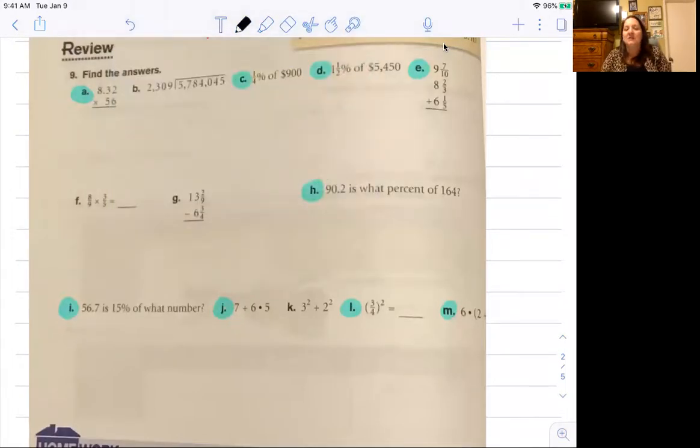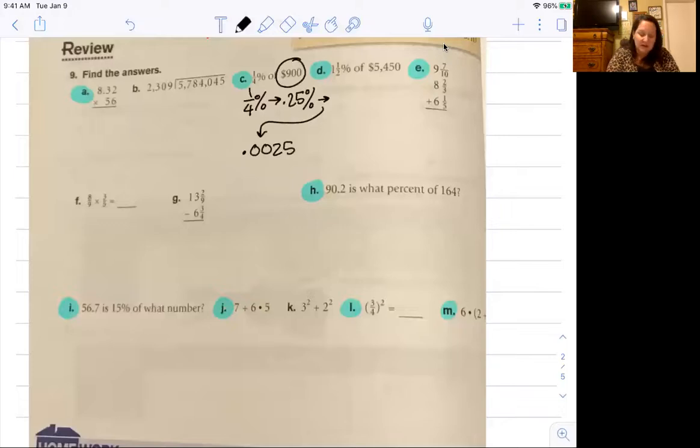A, obviously it's just multiplying, no big deal. Look at C though. If you have 1/4 of a percent, what decimal percent is that? Because that's a fractional percent. What decimal percent is it? 0.25%. Then you need to change that to a decimal, which is what? I'm going to put it down here so we have room. 0.0025 times 900.